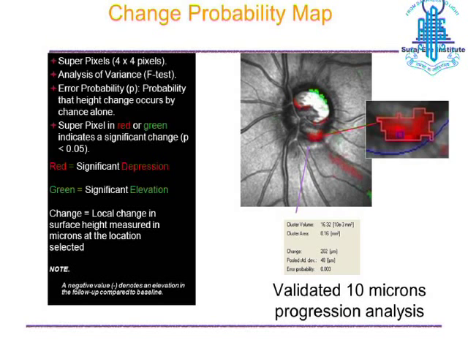And then the area of change, as you can see over here, I'm sorry, it's not working too well. If you can see this, the red zone shows that there is loss of rim and loss of retinal nerve fiber layer, and the green shows there is some elevation of this surface. So you do find elevation of the surface of the optic disc as well as of the retina, and then you have to figure out how to ignore that actually. When you have red, that is significant depression. When you have green, that's significant elevation. So change is equal to local change in surface height measured in microns at the location. And you need about 10 microns that is validated to assume that this is progression.